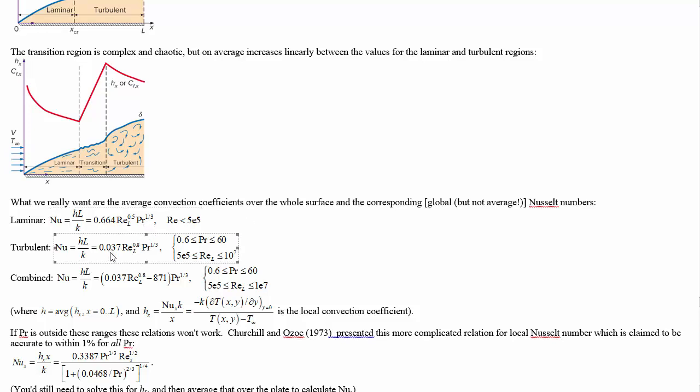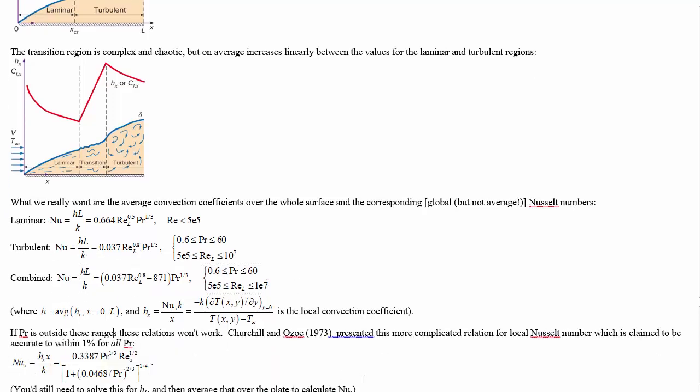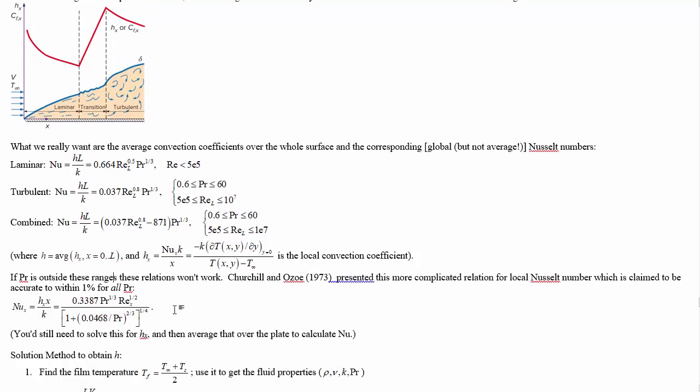For turbulence, we have a similar kind of formula with a different exponent and different coefficient. And if you are not so far into the turbulent regime that you need to correct for the laminar regime at the start of it, then it's probably better to use this combined formula. If the Prandtl number is outside of the ranges, then these relations won't work. So there's a different set of relations that you need to use.